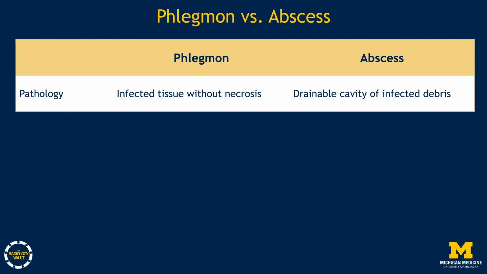Neck infections progress from focal cellulitis to organized phlegmon to mature abscess. It is important to be able to differentiate a phlegmon, which pathologically represents infected tissue without necrosis, from an abscess, which is a drainable cavity of infected debris and pus that is walled off by granulation tissues.